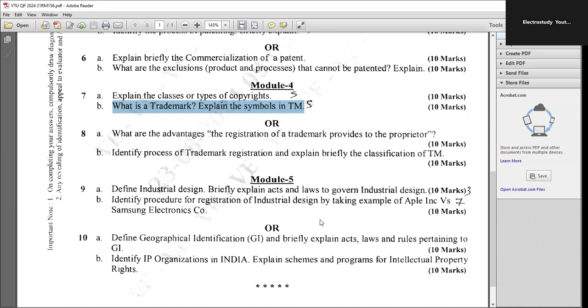So, first what I will do is let me open the PPT. So, I want to open the PPT of industrial design. So, wait for a while.